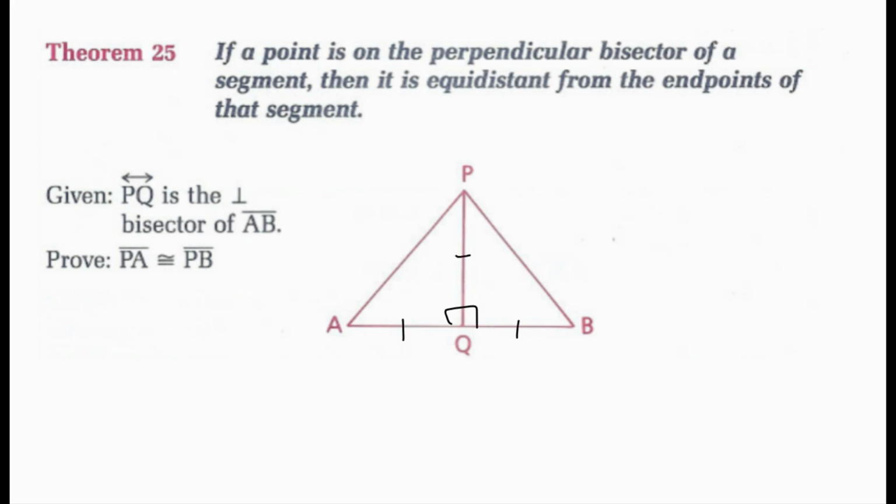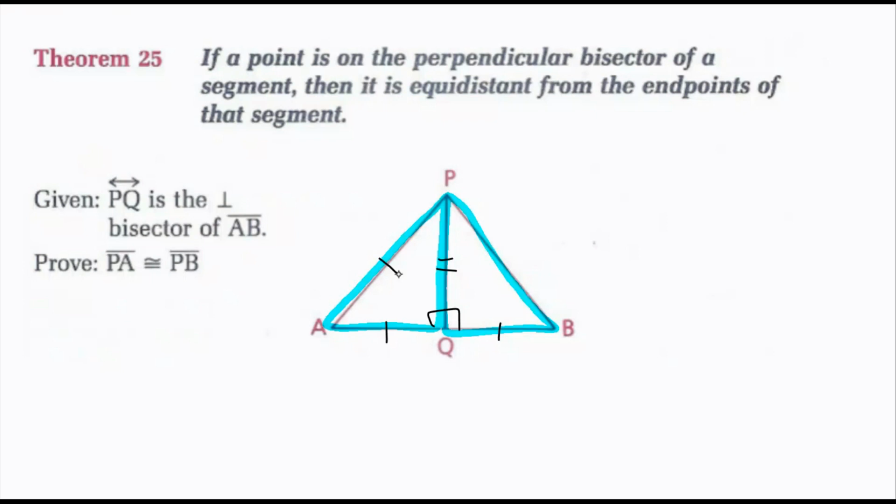I know that PQ is congruent to PQ by reflexive, which would make my 2 triangles congruent by side angle side. If my 2 triangles are congruent, then segment PA is congruent to segment PB by CPCTC. Now that I've shown segment PA is congruent to segment PB, I know if a point is on the perpendicular bisector of a segment, then it's equidistant from the endpoints of that segment.